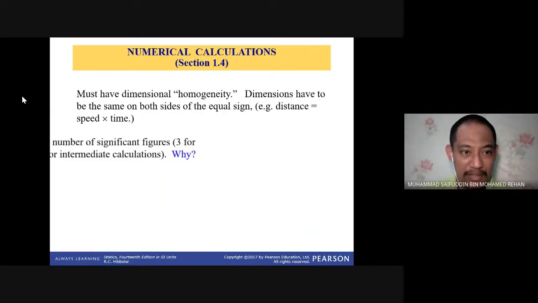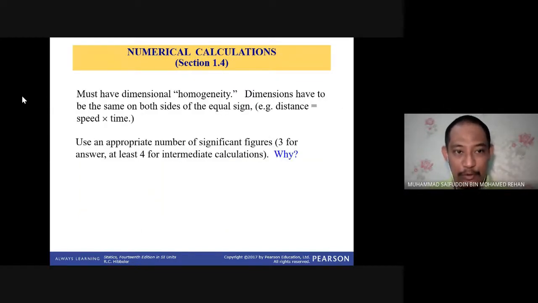In terms of calculation, it has to have homogeneity, meaning that when you write something equals to something, both sides have to be equal in terms of the value as well as the unit, right? So if it doesn't match, then that equal sign is not valid, right? I think this is easy to understand, but in the quiz, many students make mistakes on this.